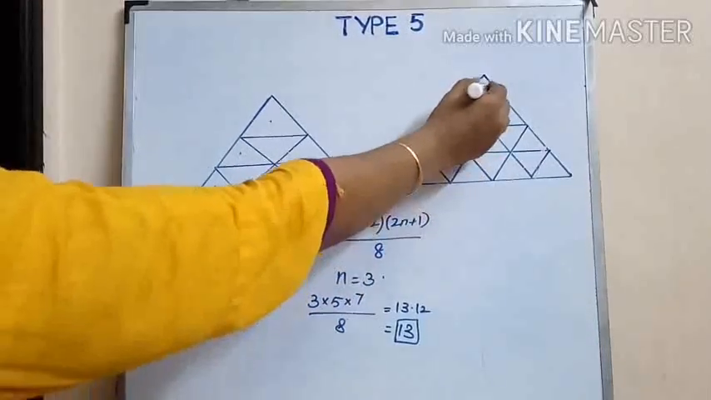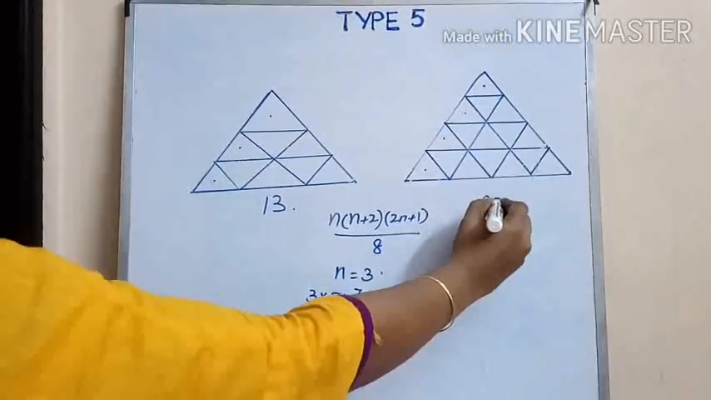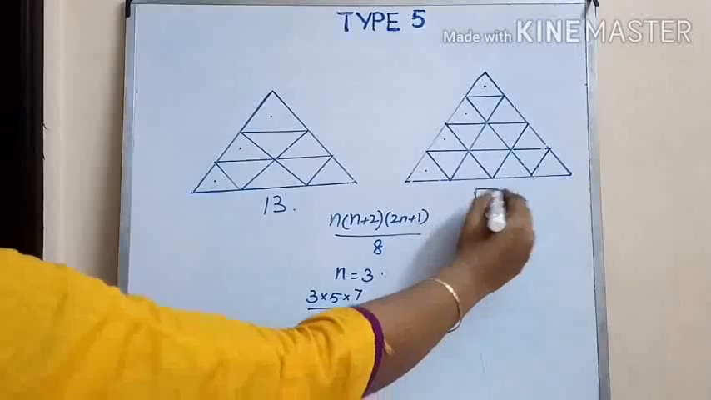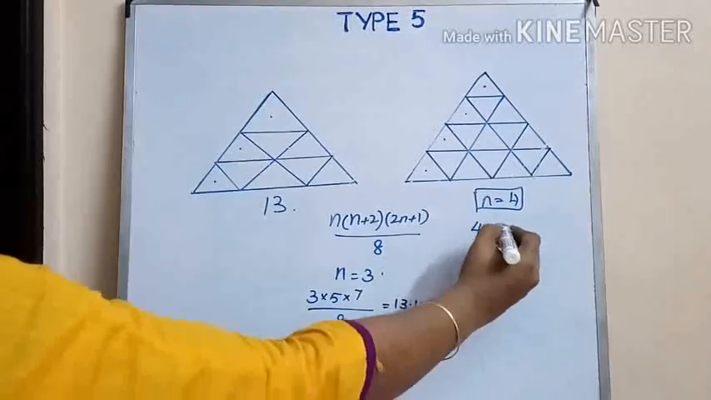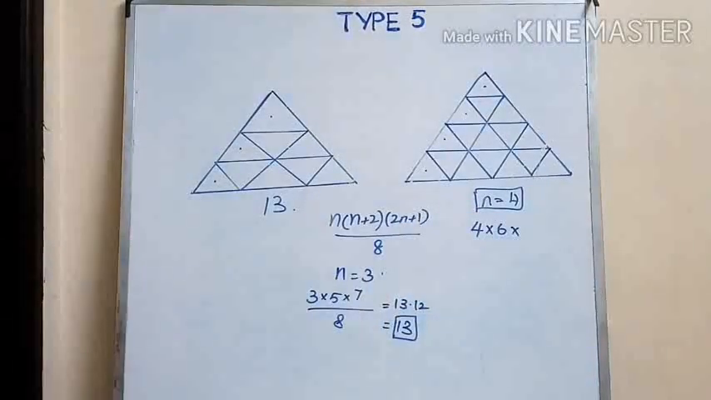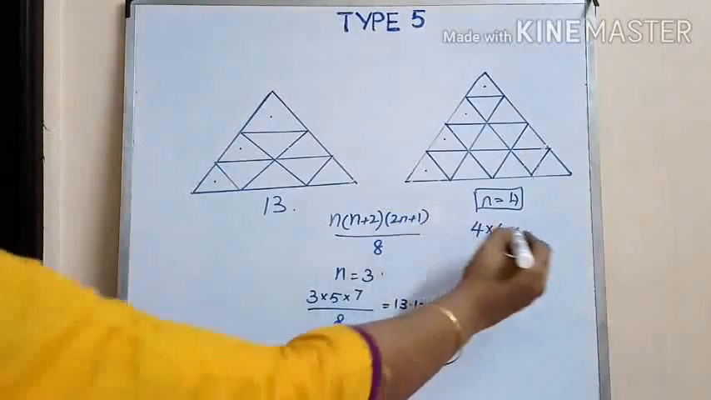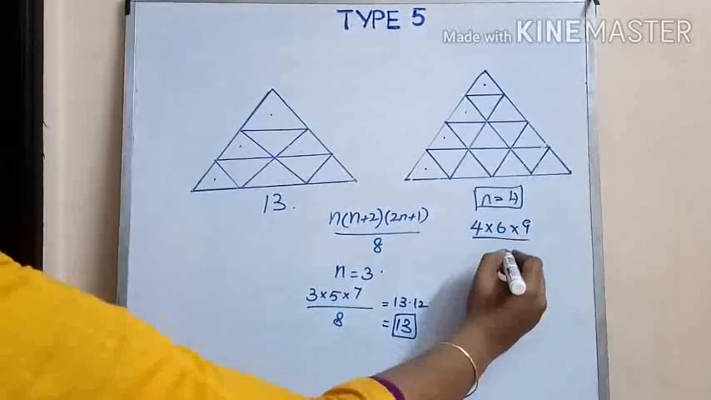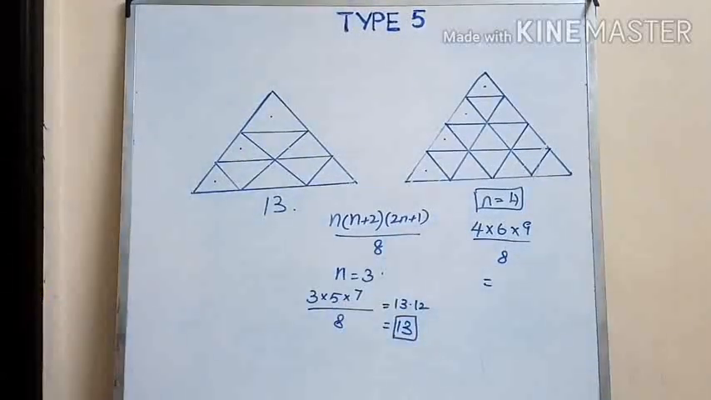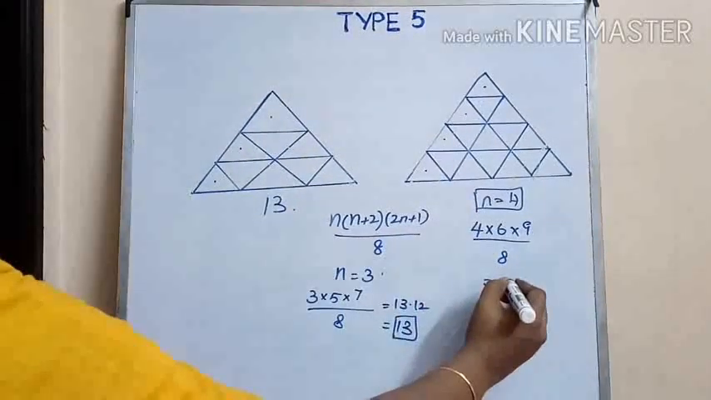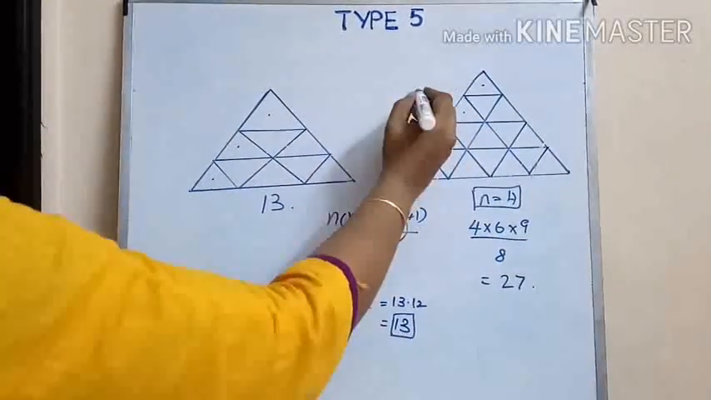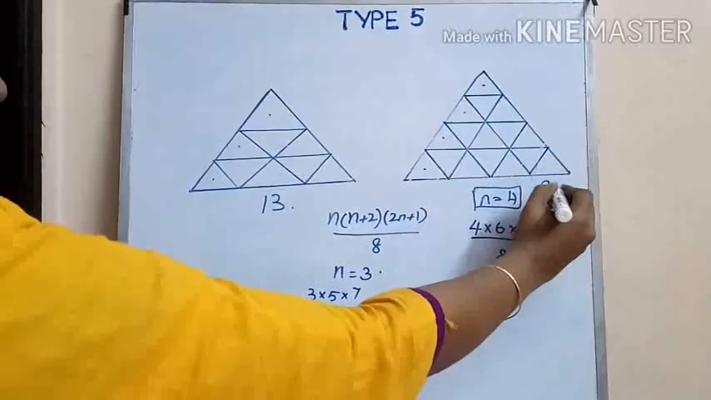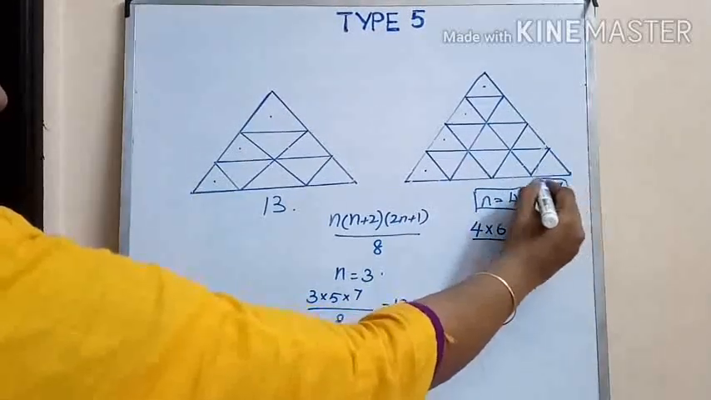Here in the second one we have 4 unit triangles in the side. So n is equal to 4. So 4 into 6 into 9 divided by 8, which will give you 27. So we can get 27 possible triangles from this pattern.